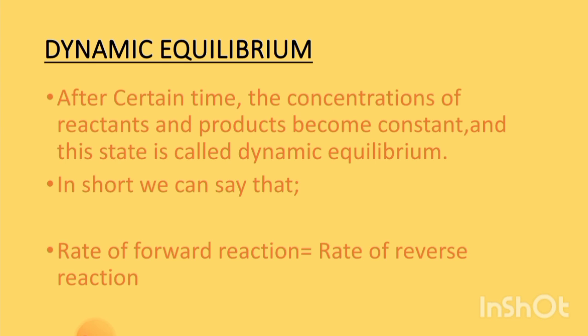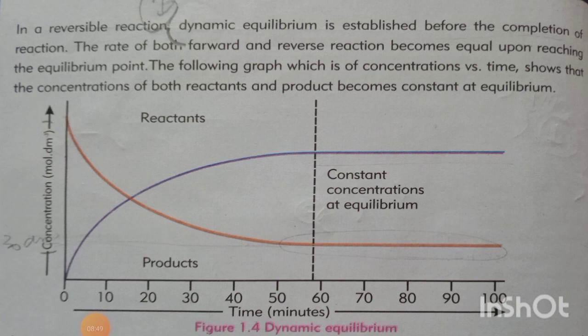When both of the species, reactants and products, have constant or equal concentration, then a state occurs which is known as equilibrium, or we can say dynamic equilibrium. So dynamic means constant concentrations of both reactants and products. In short, we can say that the rate of forward reaction, in which the product is forming, and the rate of the reverse reaction, in which the reactants are forming, will be equal to each other.